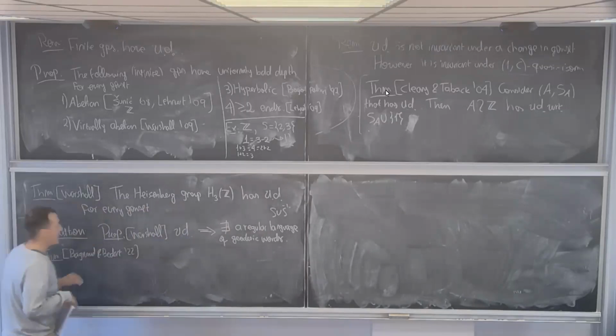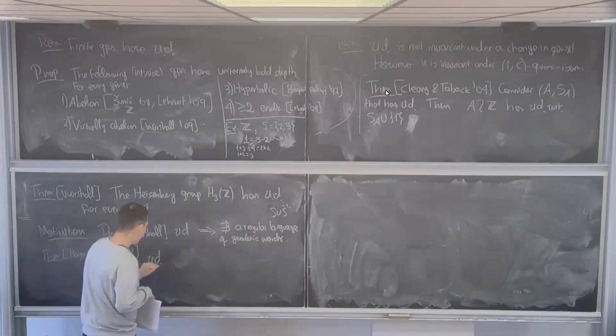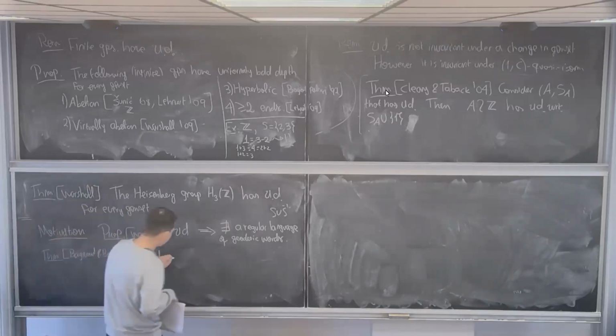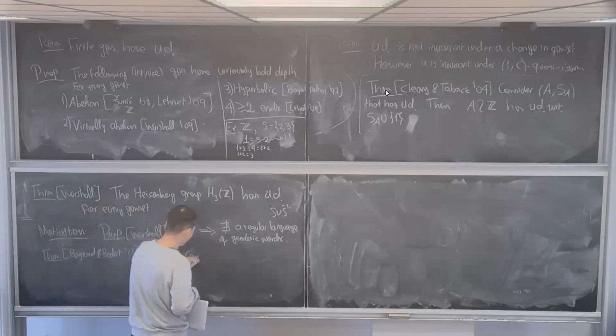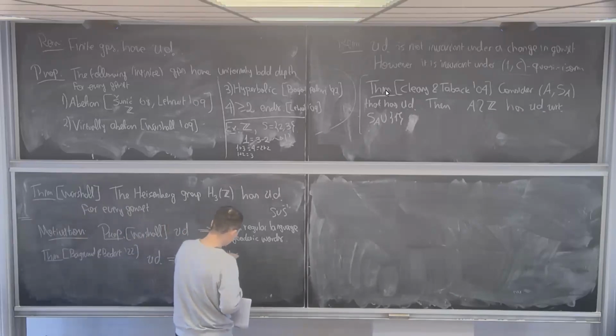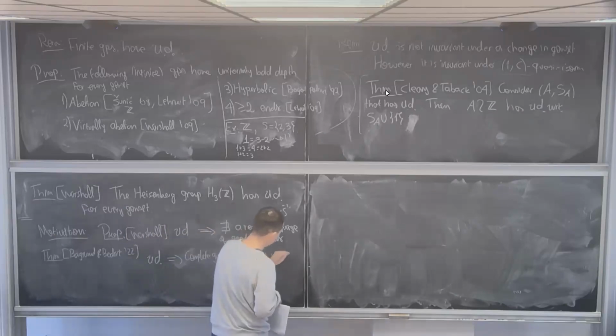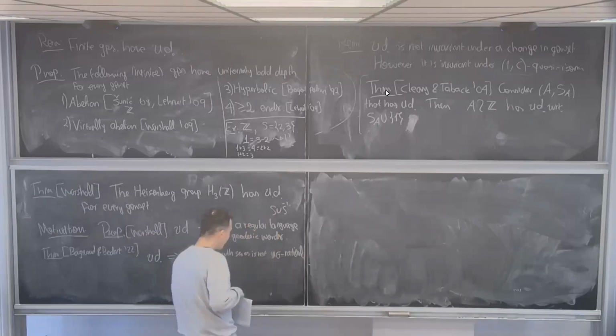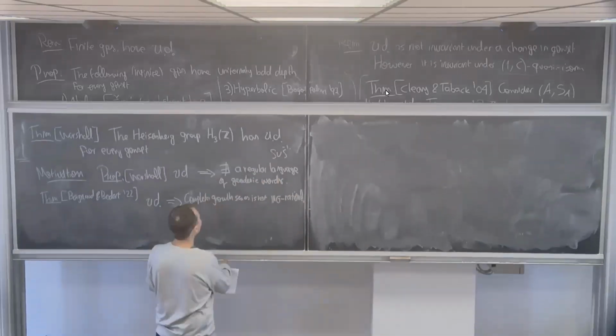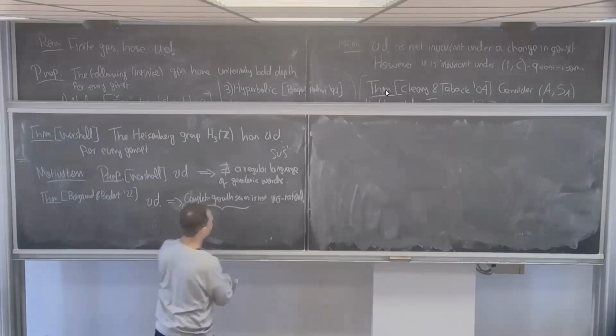Which tells us something similar in some way: if your group has unbounded depth, then your complete growth series is not what's called NG-rational. So what does this mean? What's the complete growth series of a group?